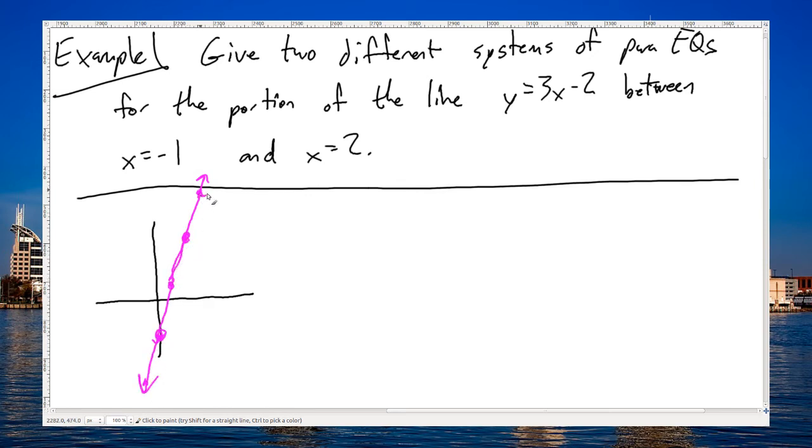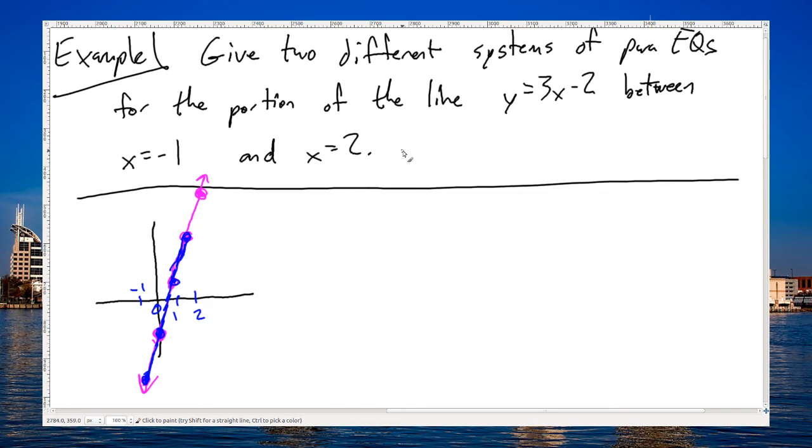Okay, but we don't want this entire line. We only want the portion of the line between x is negative 1 and x is 2. So I'll take those: here is x is negative 1, 0, 1, and 2. All right, so this is the part of the line that I actually care about, this portion right here.